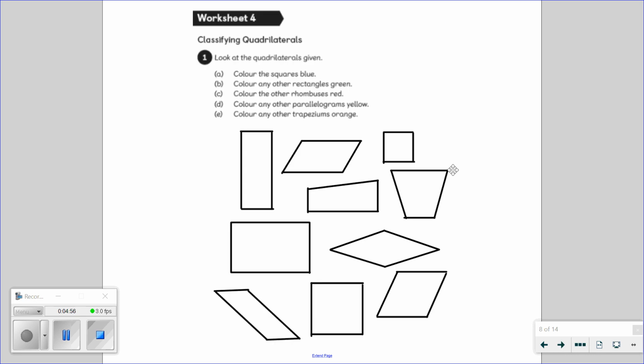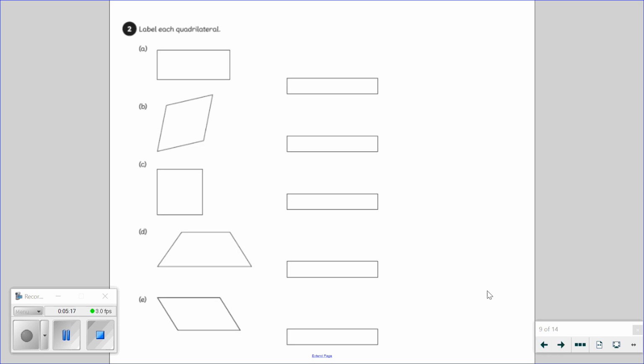So here's the worksheet, and this is very like what we did with the triangles. We have these quadrilaterals, and you need to colour the squares blue, the rectangles green, the rhombuses red, the parallelograms yellow, and the trapeziums orange. And in the second part of the worksheet, you need to label these quadrilaterals by filling in these boxes.